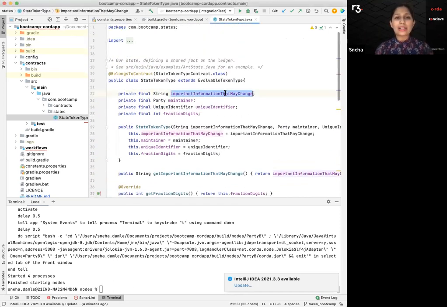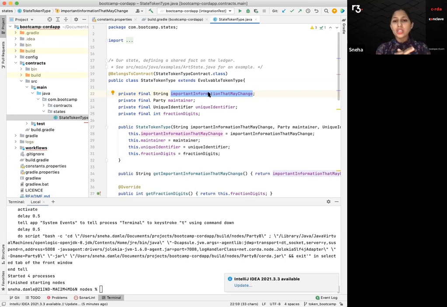And this is one extra property which I've added to this particular base type. I've given it the name important information that might change. So for this token type, this is the property which might change, and I want to really track this. So that's how I've added these properties in this particular state class.